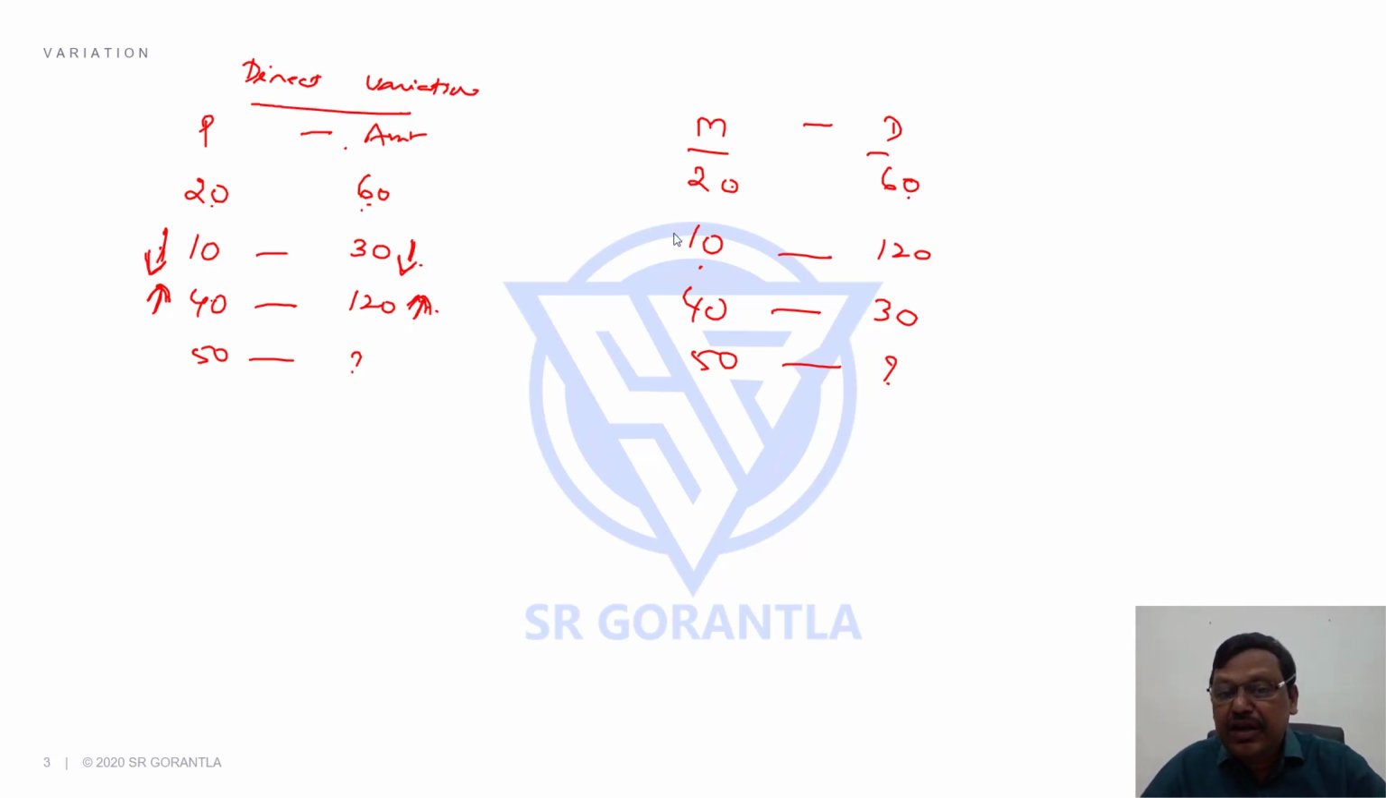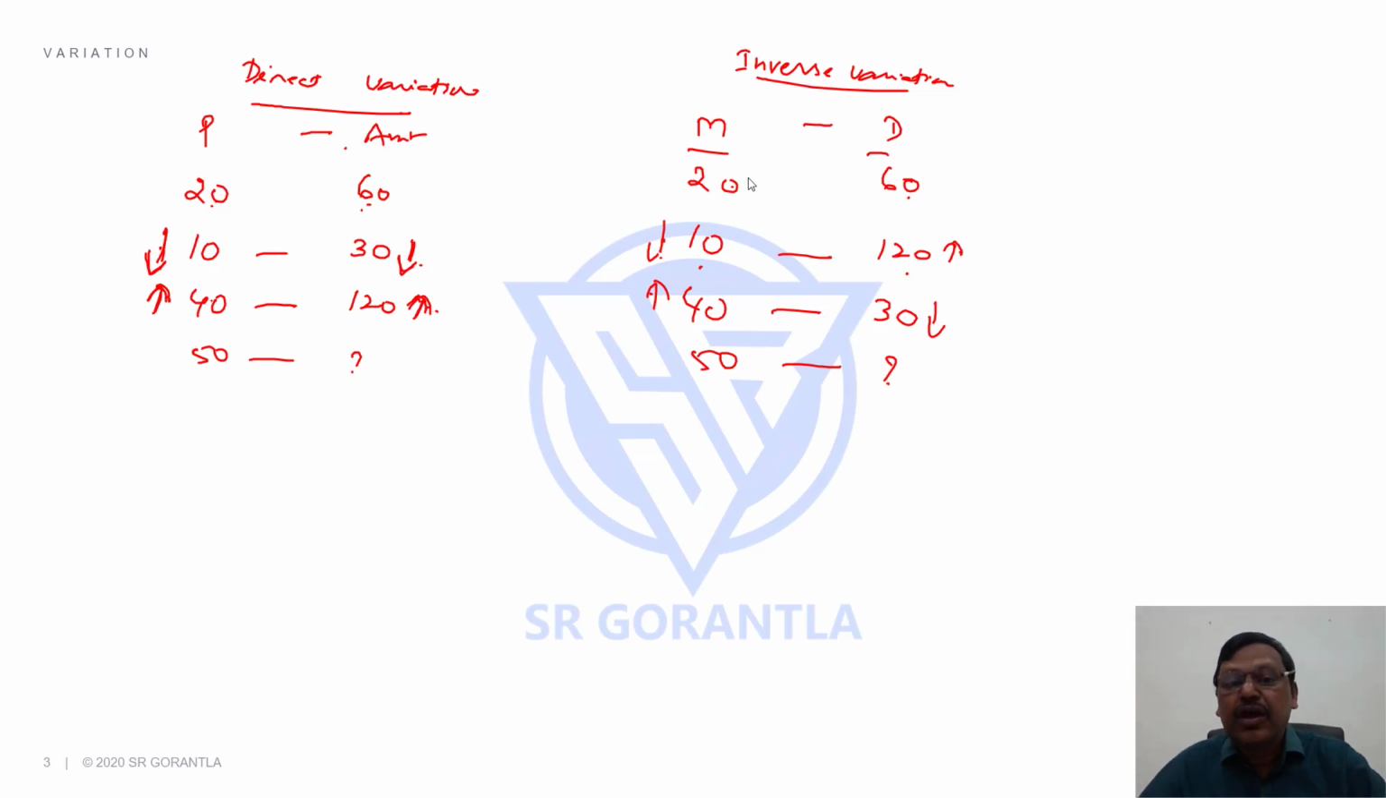Whereas here, if one decreases, the other increases. When one increases, the other decreases. Because they are changing inversely, we say they are in inverse variation. A decrease in one item makes a corresponding increase in the other item. An increase in one item makes a corresponding decrease in the other item.